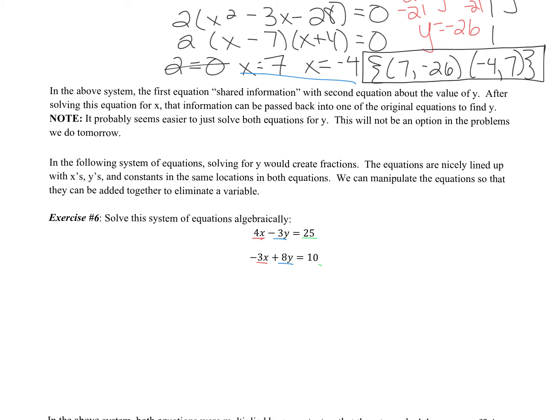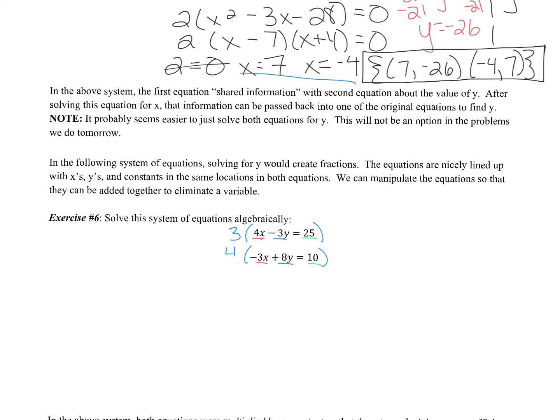So I'm going to make both equations into 12s for the x's, except one of them I want a positive 12, one of them I want a negative 12. They're already kind of set up for that. So I'm going to multiply the top equation by 3 because that's going to create a 12x in the top. Then I'm going to multiply the bottom one by 4 because that will create a negative 12.